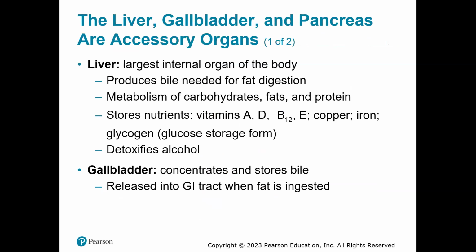Let's see, the liver also is a good storage area for a number of nutrients. It stores vitamins A, D, B12, E. It stores minerals, copper, iron, and it also stores our extra glucose in the form of glycogen. It helps with metabolism of carbohydrates, fats, and proteins. So it's a very important organ in terms of digestion and other things.